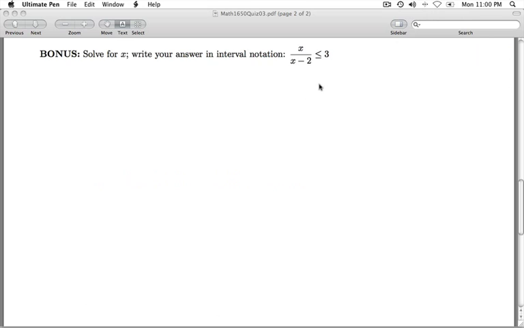Okay, here's the bonus for this quiz. I normally don't talk about the bonuses, but this is an important skill I want you to have. And so let's talk about how this is done correctly.